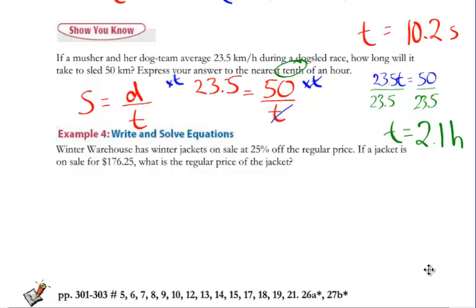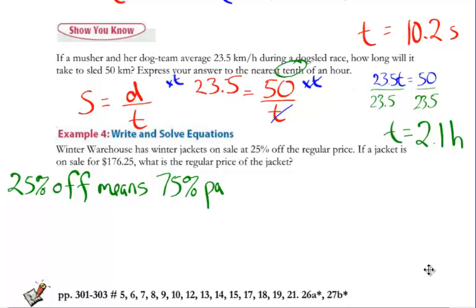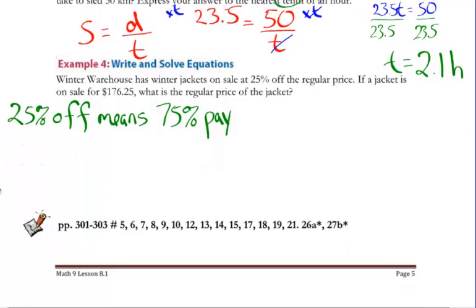All right, the last example. Winter Warehouse has winter jackets on sale at 25% off the regular price. Now, we're going back to grade 8, and remember that 25% off means 75% pay. Okay, so we're going to let R equal the regular price.